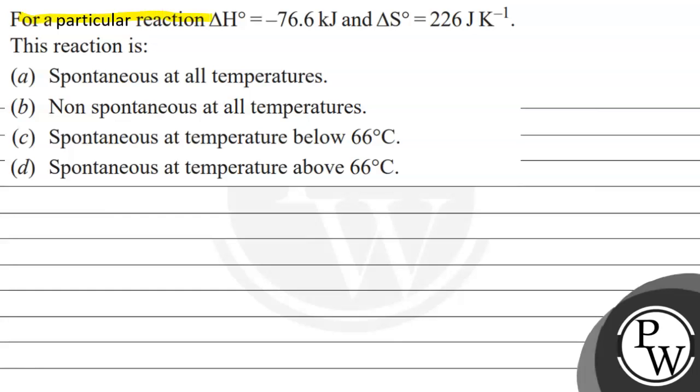For a particular reaction, delta H naught is equal to minus 76.6 kilojoule and delta S naught is equal to 226 joule per Kelvin. This reaction is, and the given options are these. Option A says spontaneous at all temperature, B says non-spontaneous at all temperature, option C says spontaneous at temperature below 66 degrees Celsius, and option D says spontaneous at temperature above 66 degrees Celsius.